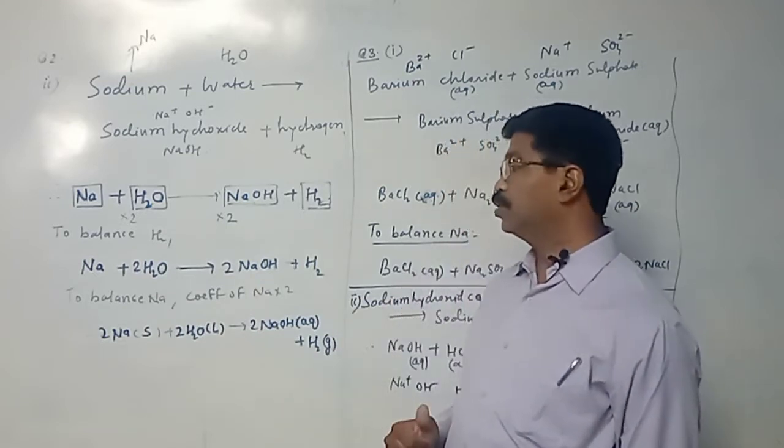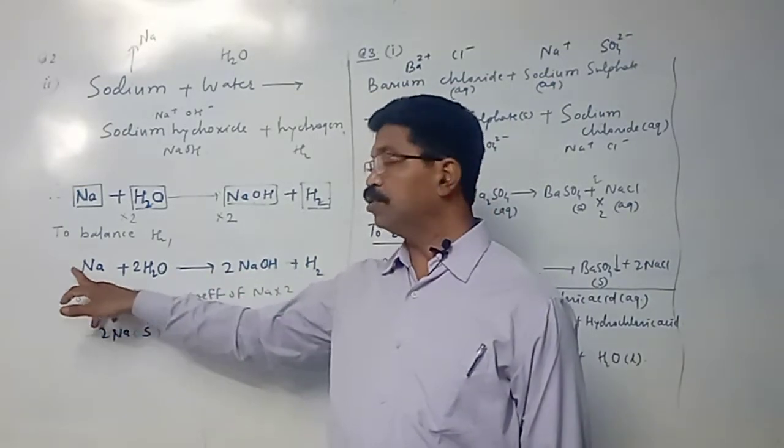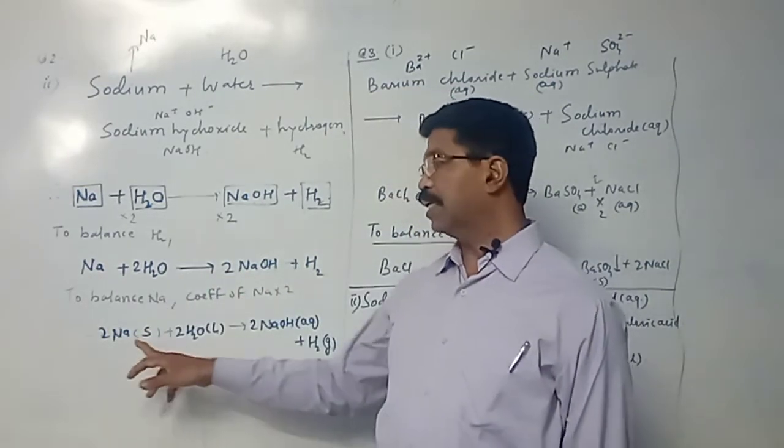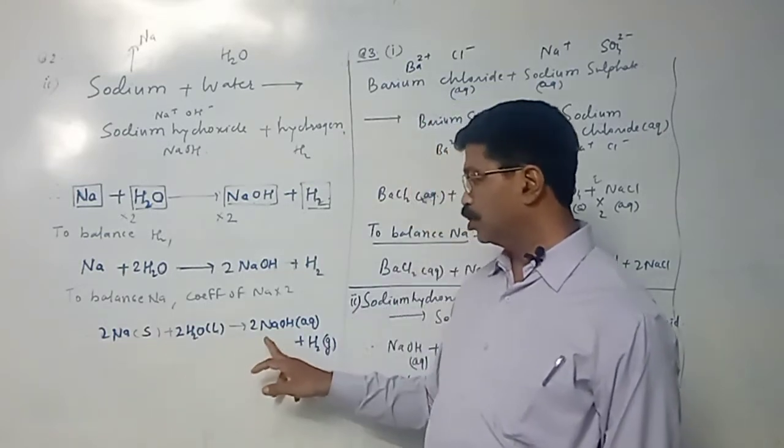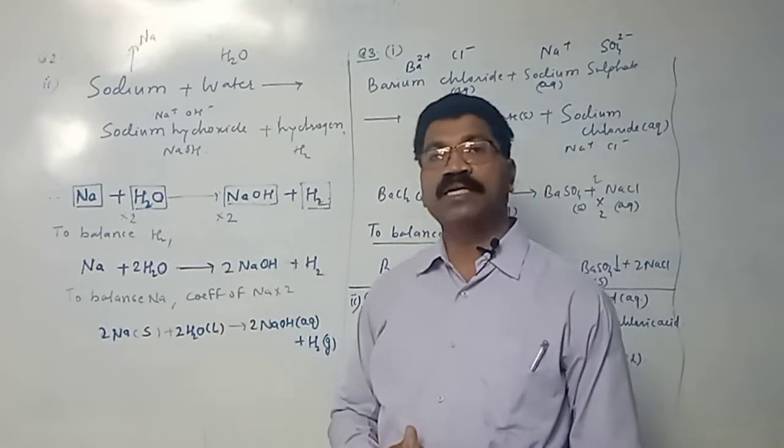Then take the sodium. Here is twice Na, here is only single Na. So I will take coefficient 2 to the Na. So what will we write here? 2Na plus 2H2O gives us 2NaOH plus hydrogen. So this way we can balance this chemical reaction.